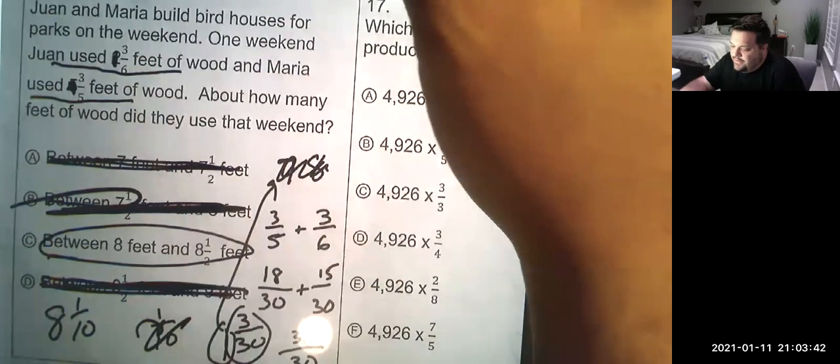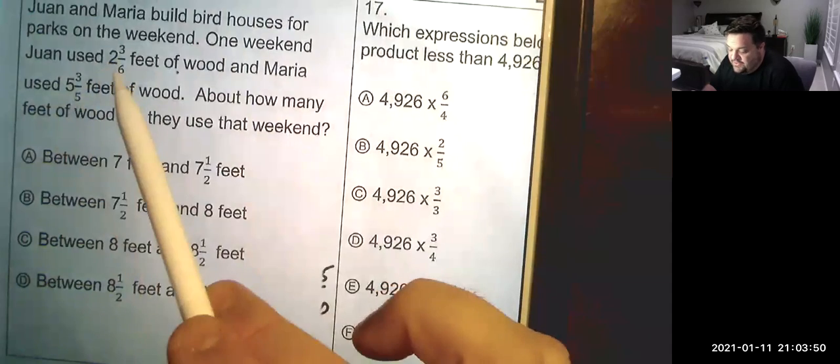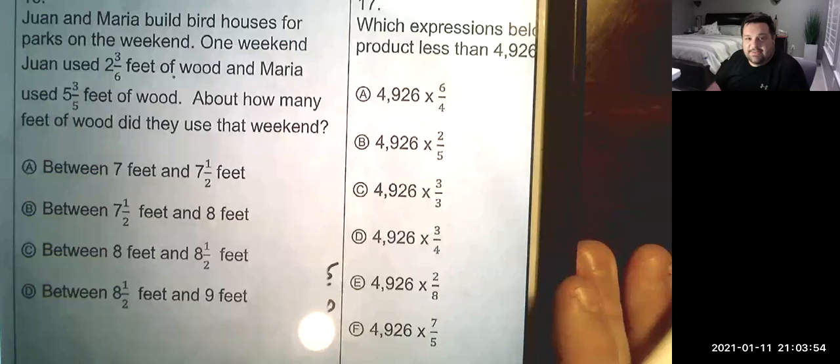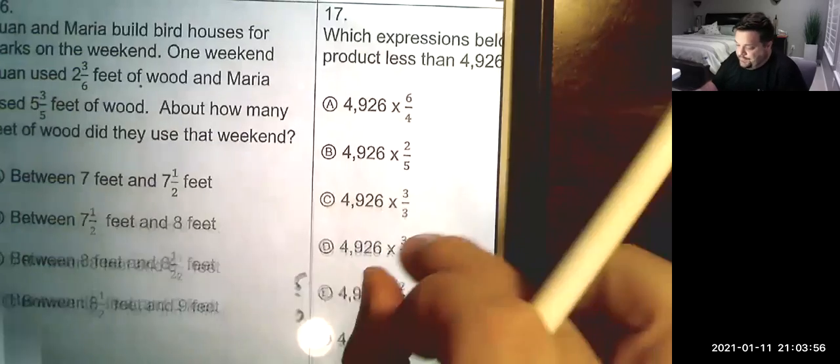Now, I know you guys are all going, oh my gosh, she talked so much. That was so much stuff. Just add. When you're doing an estimate, just add the whole numbers together. Just add the 5 plus 2 is a 7, and then add the 2 fractions together, and then put it all together. And you'll start to just eliminate the ones that don't make sense, right?